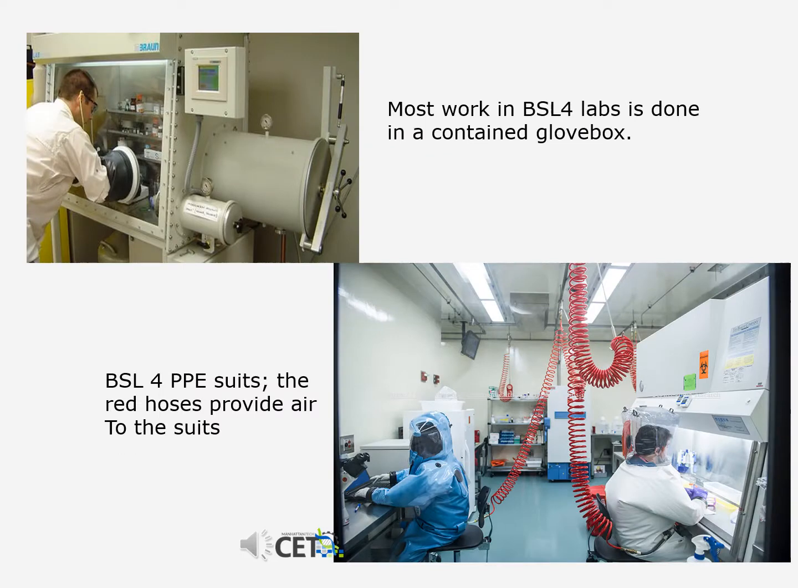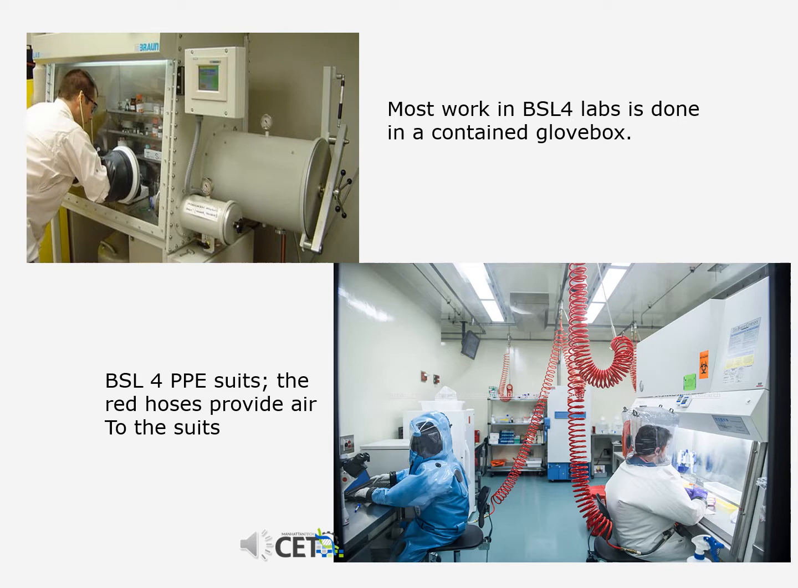Most work done in a BSL-4 is done in a contained glove box. The image on the top right is a good image of a glove box. It just shows how there are actually gloves in the sash of the safety cabinet, and you need to reach through those to manipulate the items inside. It's not open in any way.